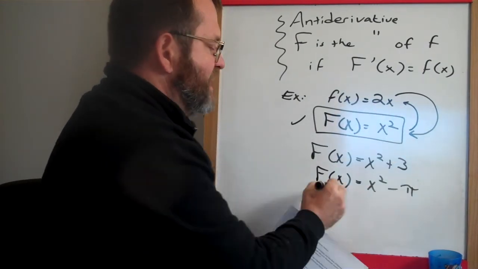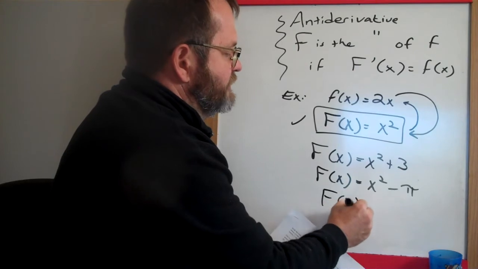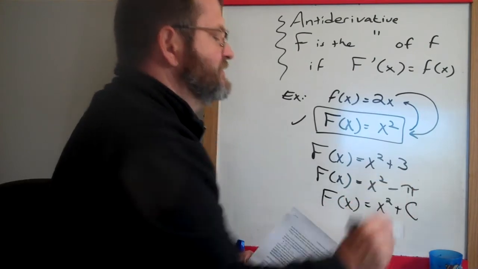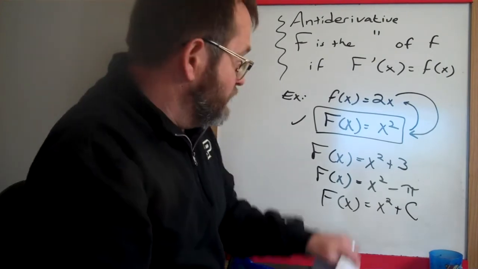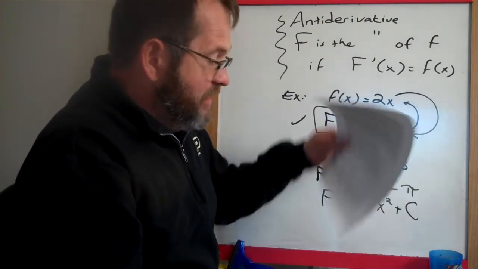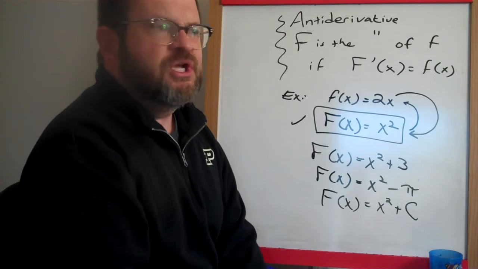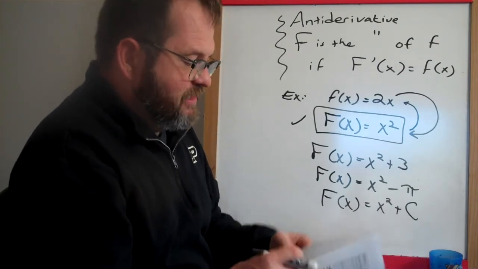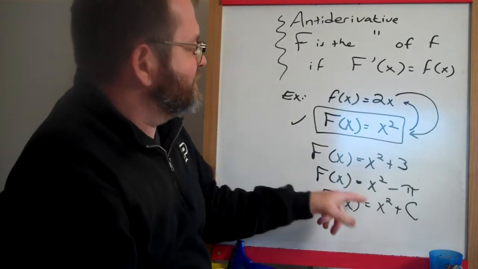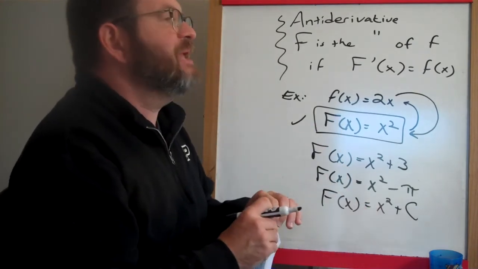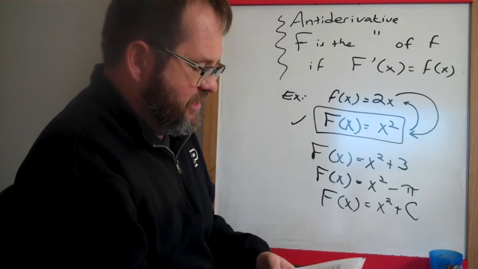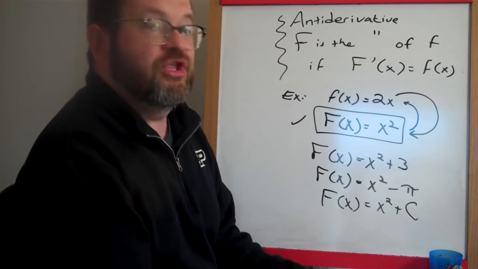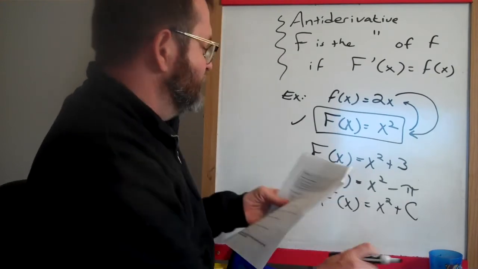Sure it would. In fact, anything of the form f of x equals x squared plus some constant c would have been fine. Whether that was positive or negative, a big number or a small number, they all would have worked. So there's always an infinite number of antiderivatives to any given function, and we indicate that by saying plus c, where we could just be adding any arbitrary number at the end. And that's what I have there, cut and paste from your book at the top of page 2. That's what they're calling the general form of the antiderivative.